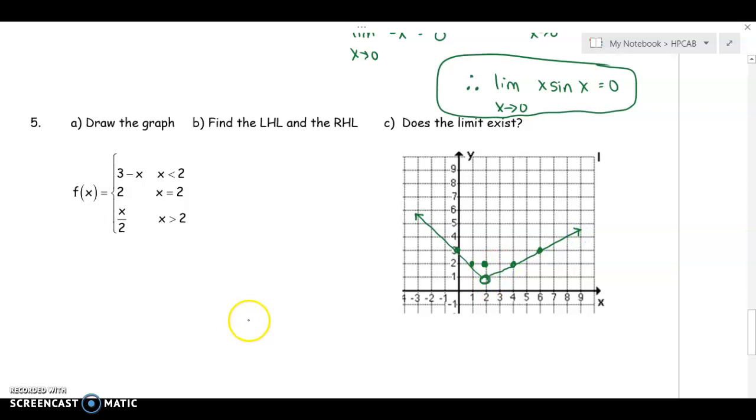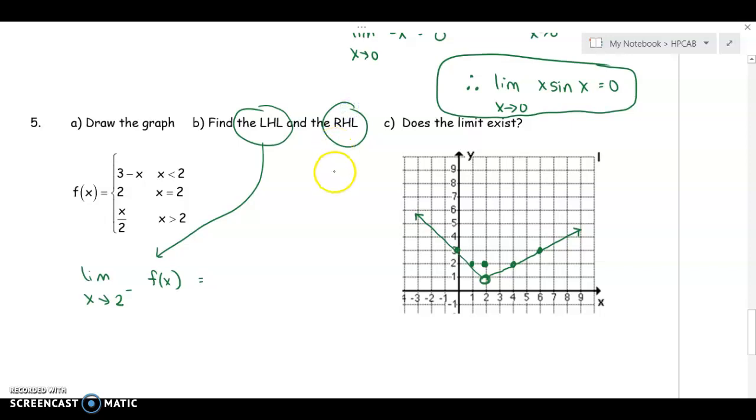All right, so there is our graph. And we're going to find the left-handed limit and the right-handed limit. For the left-handed limit, we're going to find the limit as x approaches 2 from the left side. So that little negative means the left side of f of x. You don't have to write the whole thing, just f of x. And then for the right-handed limit, we're going to do the limit as x approaches 2 from the right side of f of x.